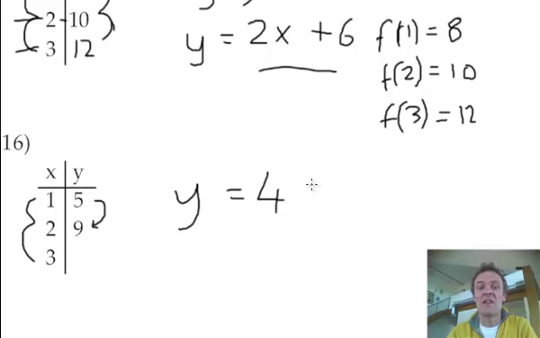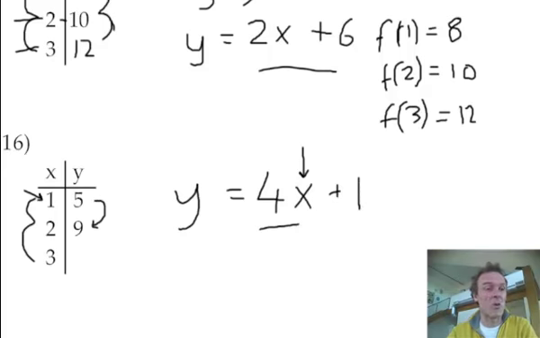4x. Okay, but let's see what I need to add. Okay, so here we go. I might not have to add anything. When x is 1, y turns out to be 5. So how do I get 5? If I put a 1 in there, well, 4 times 1 will give me 4. I need to add a 1.